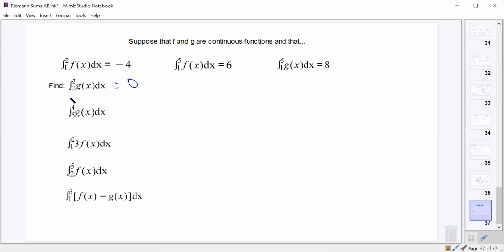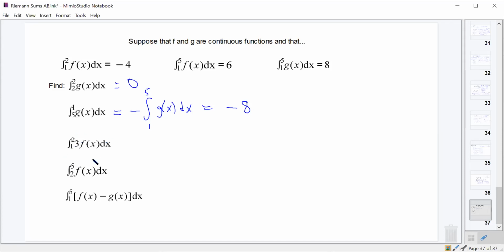What about this one, for 5 to 1? Which of those rules do I need to apply? The one with the opposite bounds. Exactly. This is the opposite of the integral from 1 to 5 of g of x dx, which should be the opposite of 8. Easy enough. See, we went from the really complicated stuff to the much easier stuff now. Good? Good.